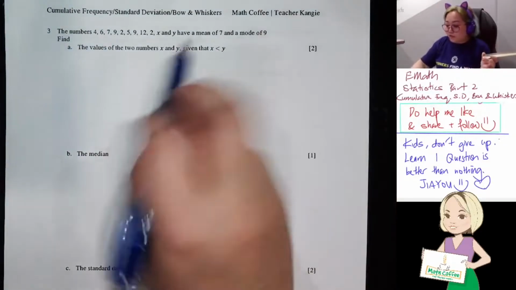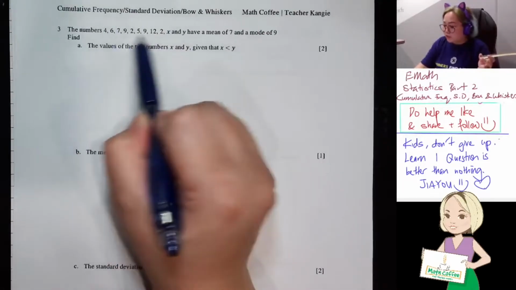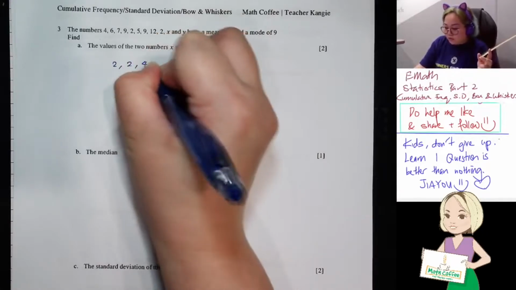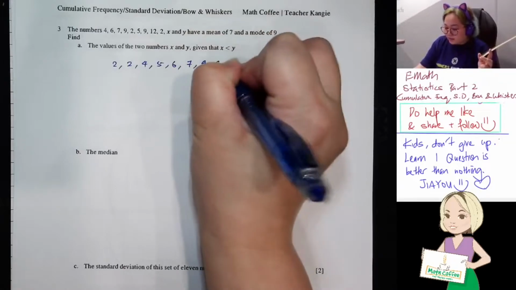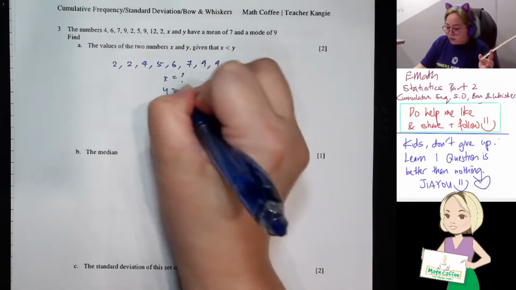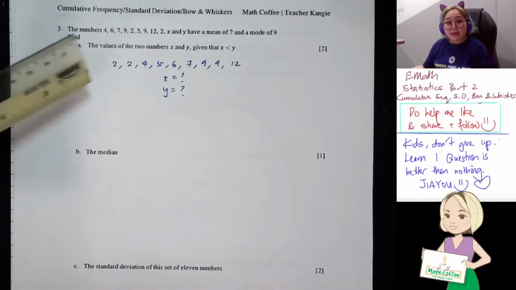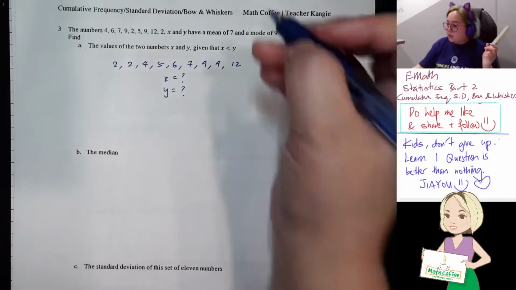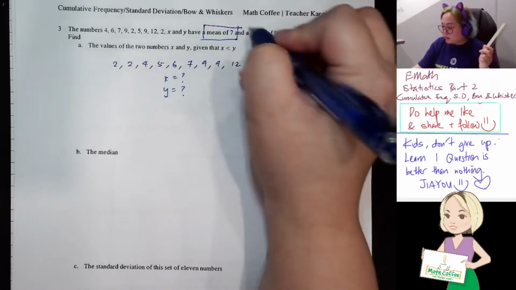Okay, so first of all, you need to arrange your data in ascending order first. So let's take a look over here. So we have 2, 2, 4, 5, 6, 7, 9, 9, and 12. So x is equals to question mark, y is equals to question mark. So basically, these are the data, and we have 2 missing data, which is x and y. Okay, they give us 2 information. They tell us that there's a mean of 7 and a mode of 9.